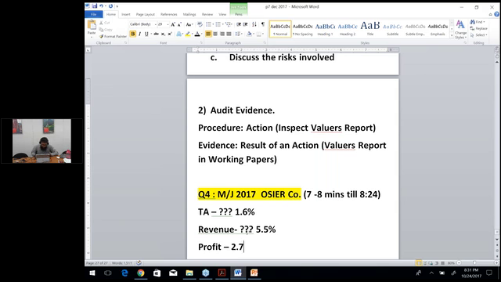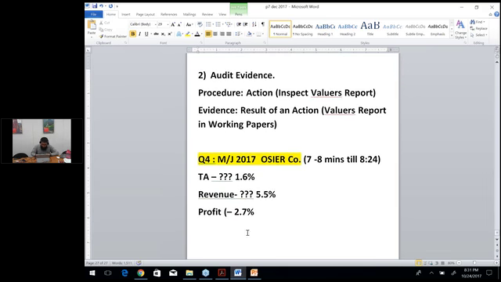2.7% decline. Okay, so it's negative 2.7%. That's what is there in the asset, in the profit. So now this is what we have. So you see, one thing is the assets have increased, the revenues have increased, but the profits have gone down.